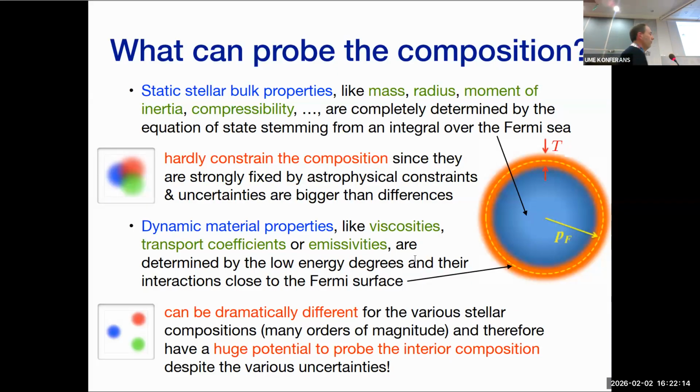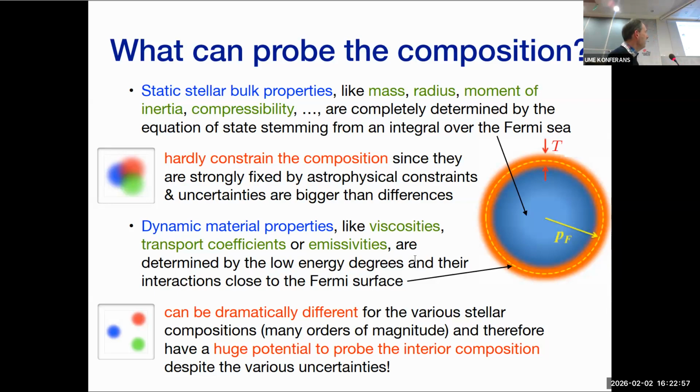The problem is they hardly constrain the composition. The reason is that the equation of state is already strongly fixed by astrophysical constraints. No matter what it is, the star has to have a certain resistance against gravity, and there's very little room then. And the uncertainties, I'll get to that, are dramatic. We don't know what's inside, and different compositions can basically all give you the same star within the uncertainties on the interactions that you don't know. That's why it's really hard to determine something just based on these quantities.